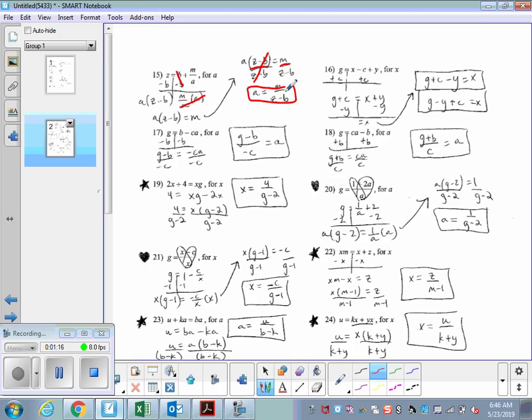All right, now we're moving over here to number 16. So for number 16, we're trying to solve for x, which is here, it's just a constant with two other constants. So since we have a positive c, or a negative c, I should say, we're going to add c on both sides, and that cancels it out over here. So we have g plus c, and then we still have a positive y, so we're going to subtract y on both sides, and so it's g plus c minus y.